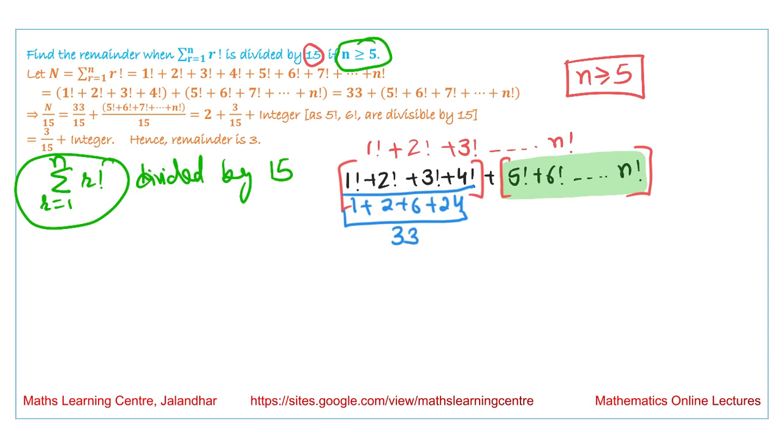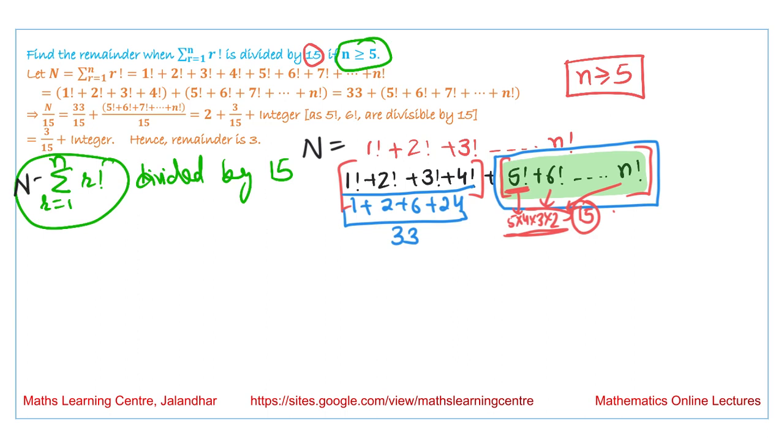And if we look at these remaining terms, this first term is 5 into 4 into 3 into 2, and the next term will contain this as well. So all these terms contain these factors, and these are the multiples of 15. So the next step is, suppose this number is the number n we are talking about.